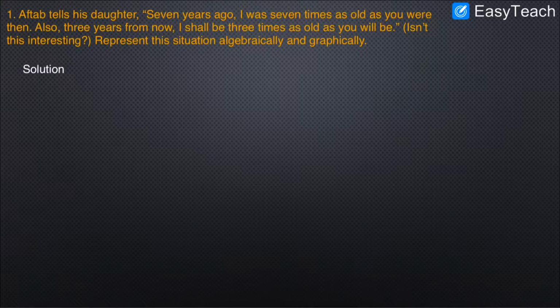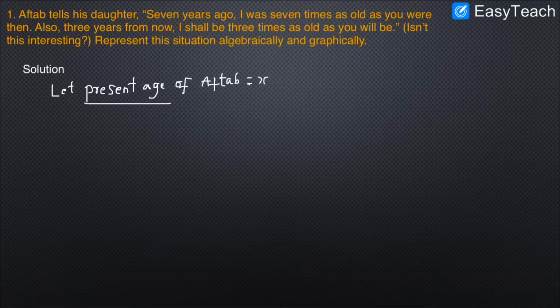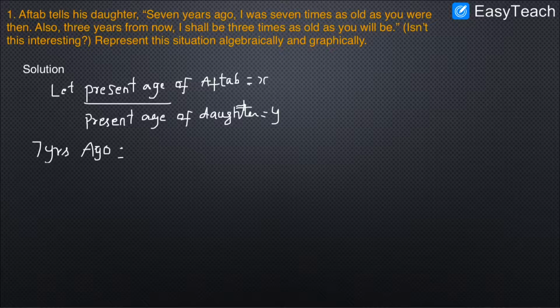I start the solution with an assumption. I assume Aftab's present age is x, and the present age of the daughter is y. In the next step, look at the question. 7 years ago, I was 7 times as old as you were then. First, let's find out both of their ages 7 years ago.